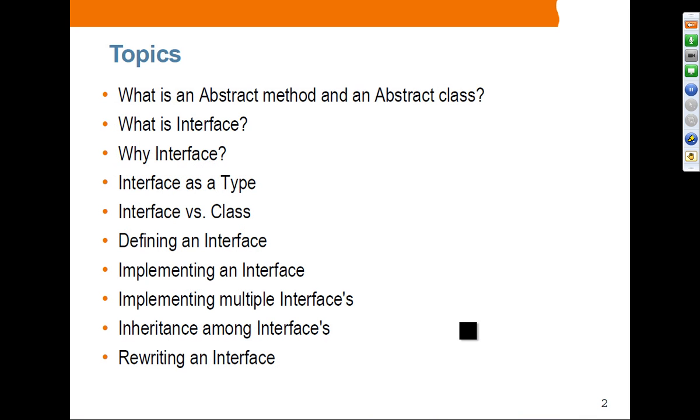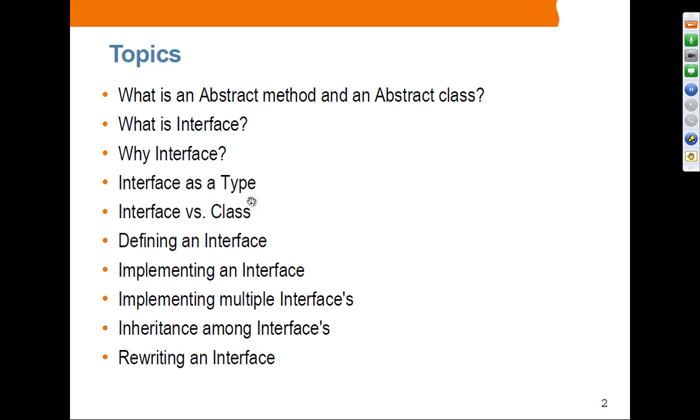So we are going to learn what an abstract method is and what an abstract class is, and then we are going to learn what an interface is. We got exposed yesterday, when we did event handling. There was actually an interface and implementation, right? Okay, and then we'll talk about why you want to use interface. This is very important that you understand why you want to use interface. Then we'll talk about interface as a type.